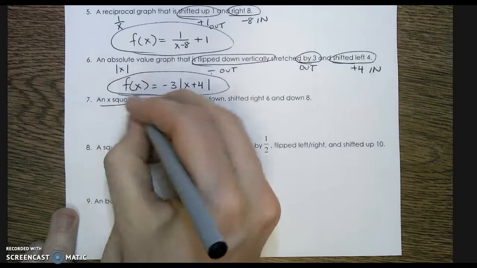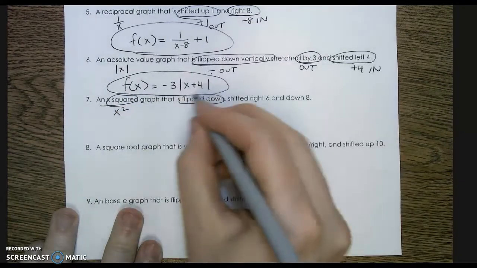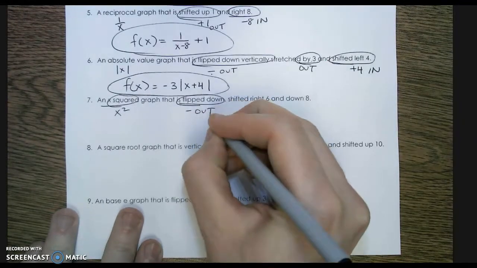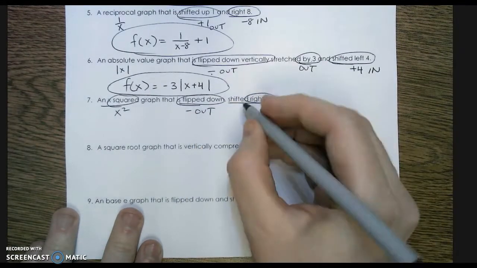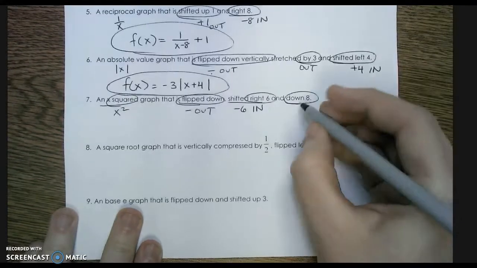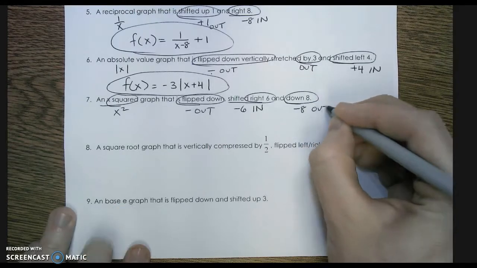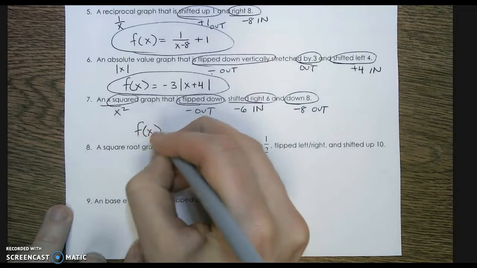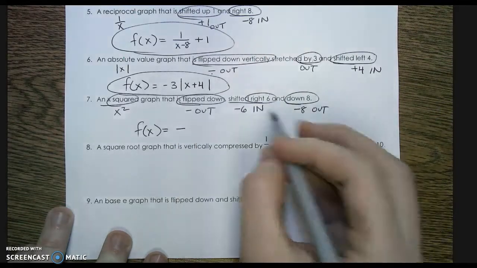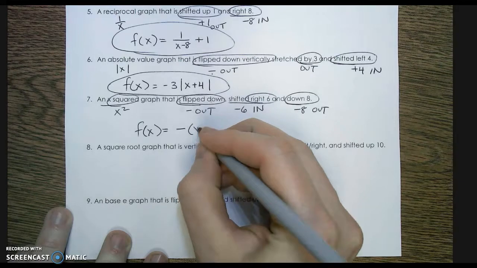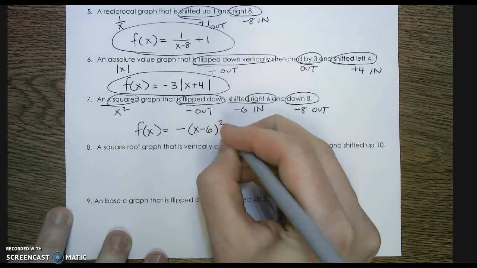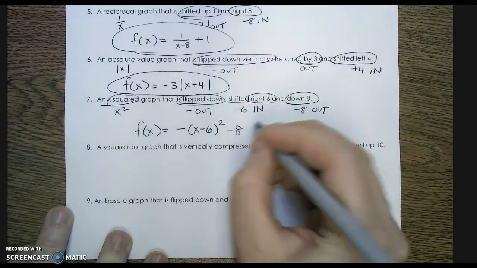Number 7, x squared flipped down. So that's just like the last one. There's going to be a negative on the outside. Shifted right 6. We're going to do -6 on the inside. Down 8, we're going to subtract 8 on the outside. So that would be f of x equals, there is a negative in front, and then we've got x squared, but inside the x there is a minus 6, so x minus 6 all squared, and then there's a negative 8 on the outside.